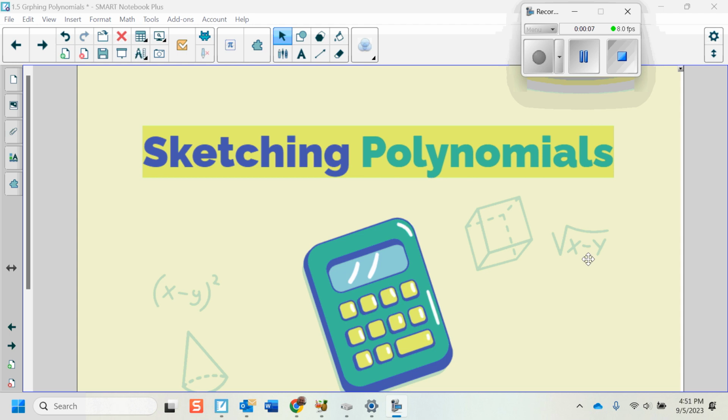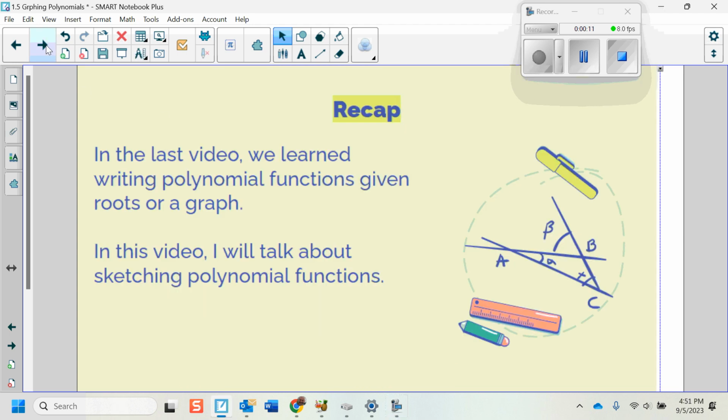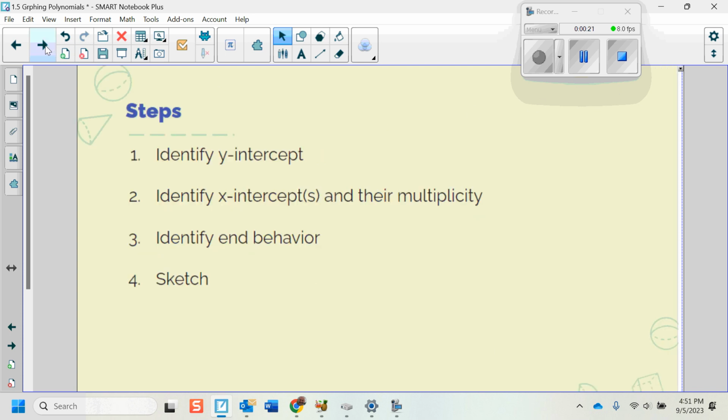This is the second part. We're going to be sketching polynomials now. So recap last video, we learned writing polynomial functions given the roots or given a graph. In this video, we'll talk about sketching polynomial functions. So first, we need to identify the y-intercept, x-intercepts, their multiplicity, and then identify their end behaviors. So let's go ahead and get started on that.